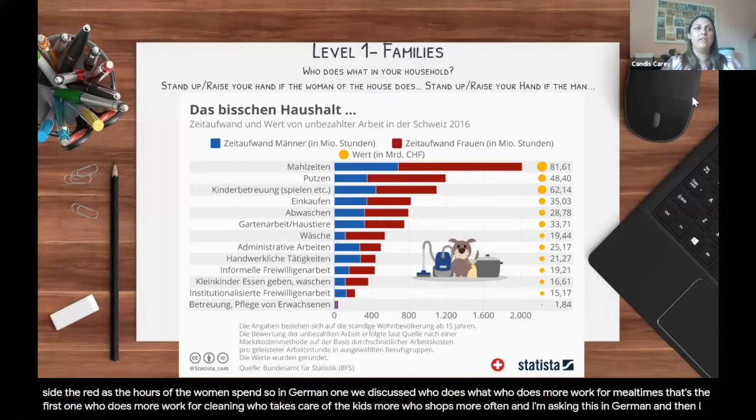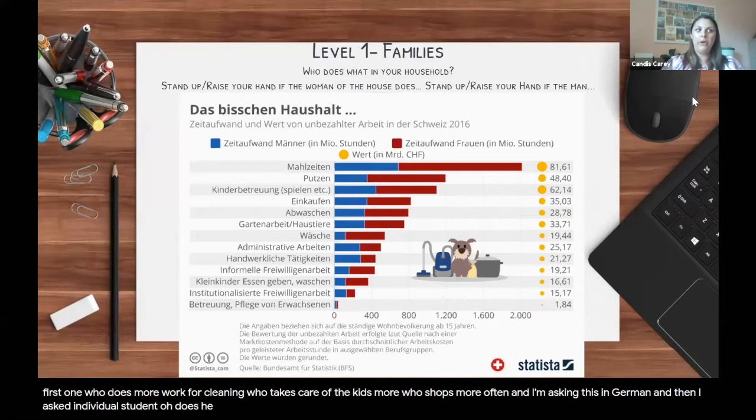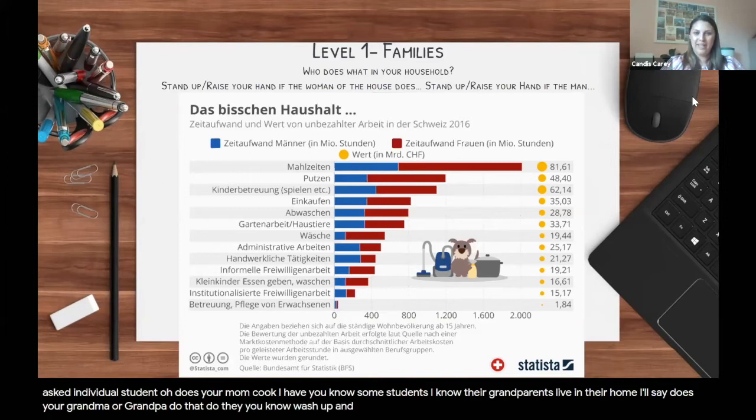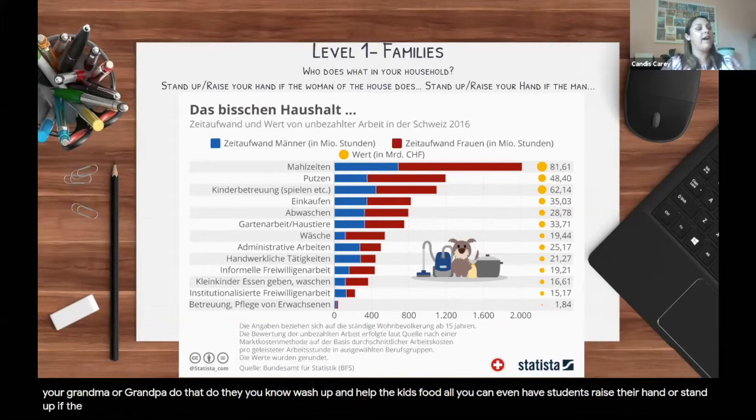And then I ask individual students, oh, does your mom cook? I have some students, I know their grandparents live in their home. I'll say, does your grandma or grandpa do that? Do they wash up and help the kids with food? Or you can even have students raise their hand or stand up if the woman of the house or the man of the house does this.